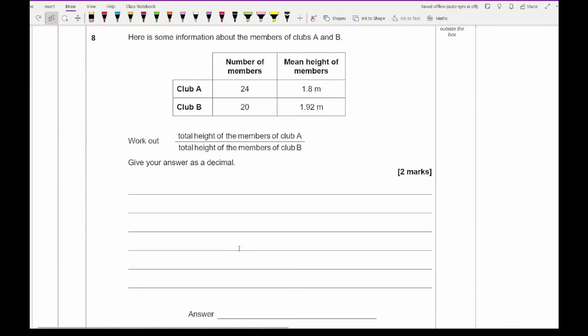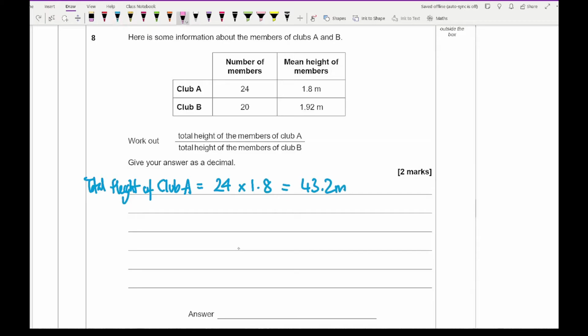Then moving on to question 8, it says here is some information about members of clubs A and B. It says work out the total height of members of club A over the total height of members in club B. Give your answer as a decimal. So here, the total height of club A is going to be 24 times 1.8, and that gives me 43.2 meters.